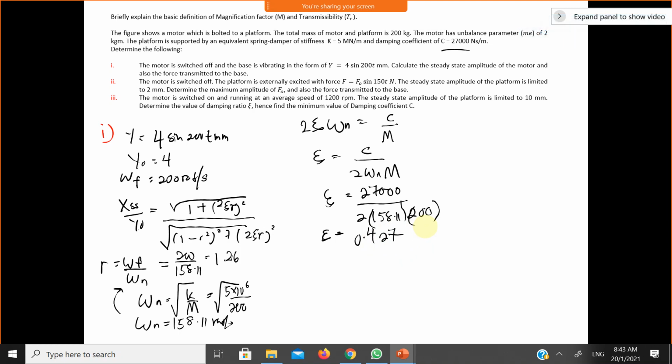So dah dapat zeta, dah dapat r, then back to our formula lah untuk dapatkan steady state dia. So what is our XSS? Over 4. This one in dalam bentuk millimeter, betul, sebab mm. Then just convert it to meter lah.